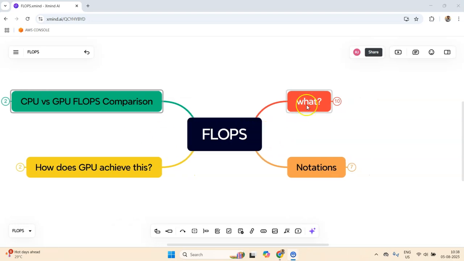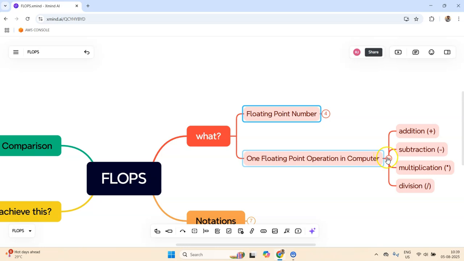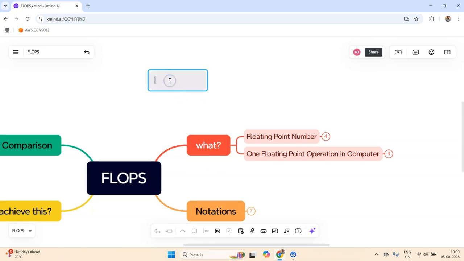Okay, so let's start with the first one, and that is what are flops. To understand flops, we need to understand what floating point numbers are in a computer. And to understand floating point numbers, we have to differentiate them from integer numbers. Now, integer numbers you can think of as having low precision. Low precision numbers.